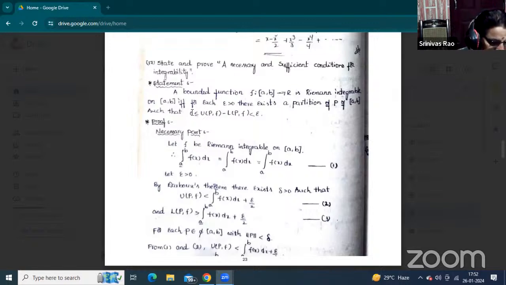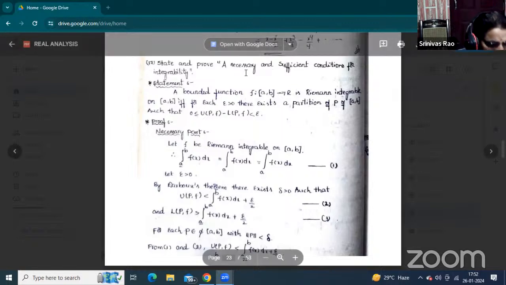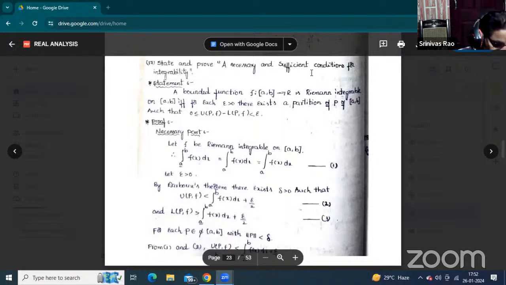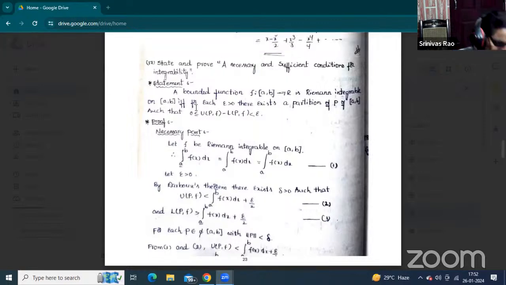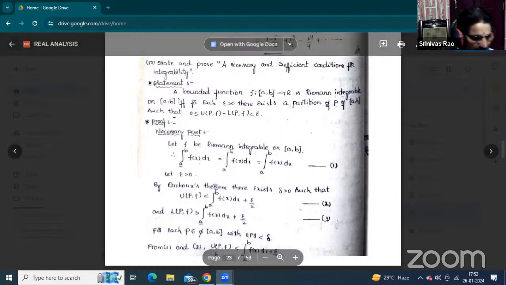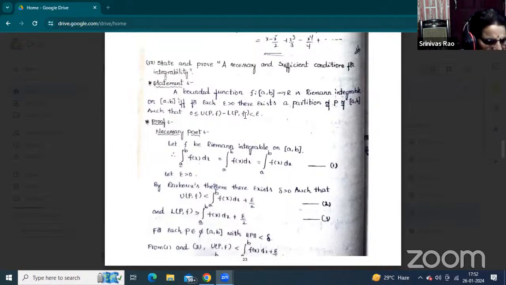That is the necessary part. If and only if means necessary and sufficient condition. IFF means necessary and sufficient condition. For each epsilon greater than 0, there exists a partition P of closed interval AB such that, where epsilon be any number, that number must be greater than 0.